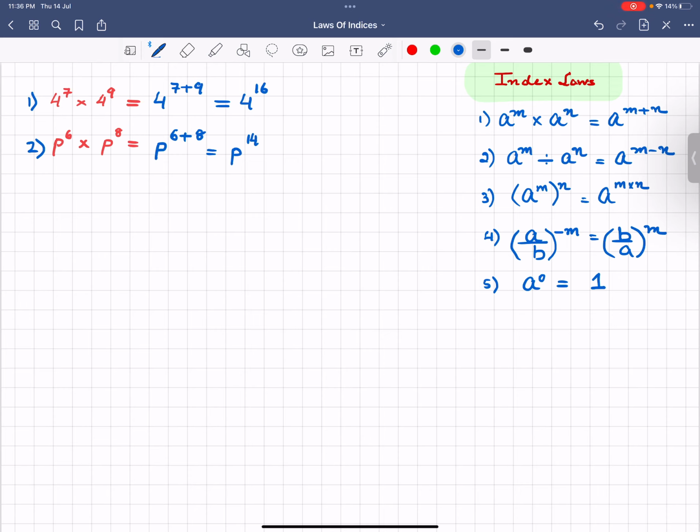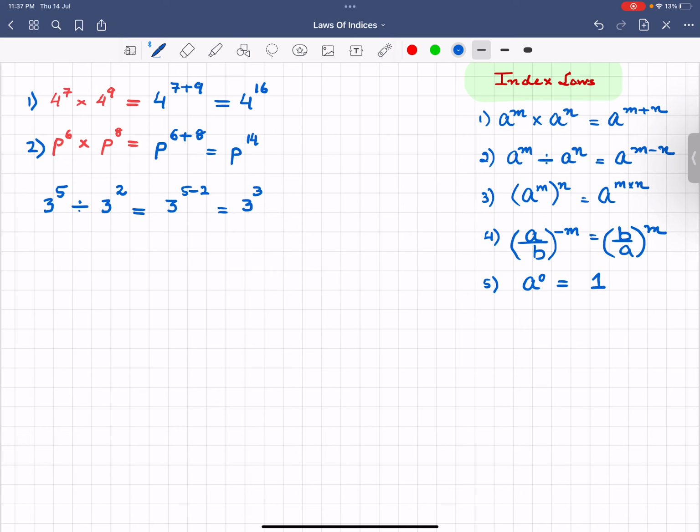Moving on to the second law of index. When we have the same base, when the bases are divided, then the powers subtract. Let us look at one example of the second law of index. So if I have, for example, 3 to the power of 5 divided by 3 to the power of 2. Now since both the bases are 3 and the bases are divided, powers can be subtracted. So this is 3 to the power of 5 minus 2, which is 3 to the power of 3.